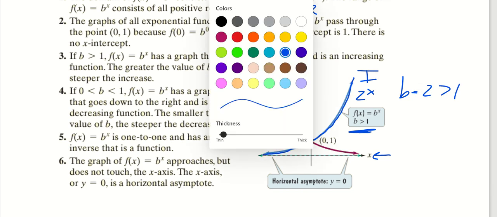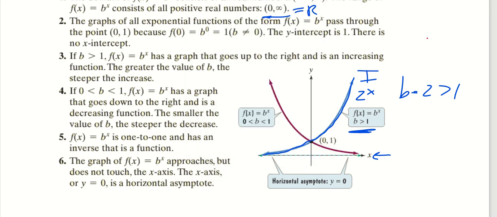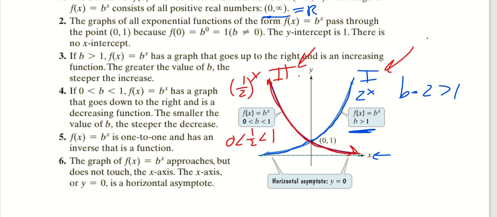On the other hand, if we happen to have a base that's between 0 and 1, think about something like (1/2) to the x. Because that 1/2 is between 0 and 1, that's what gives the exponential function a shape that overall looks like this. A lot of times I'll refer to them as type 1 and type 2, and it's entirely characterized by the type of base that we have. Bases that are bigger than 1 look like this. Bases that are between 0 and 1 look like the curve in red.